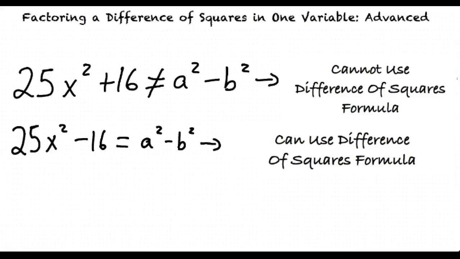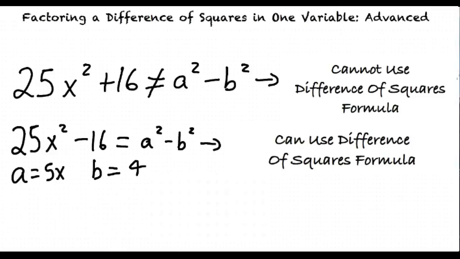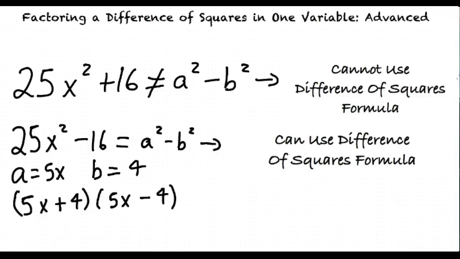We take the principal square root of our terms. This results in a equals 5x and b equals 4. We then insert them into our difference of squares formula. This results in 5x plus 4 times 5x minus 4 as our answer. So to factor a difference of squares, we take the square root of both of our squared terms. One factor is the sum of those square roots, and one factor is the difference between those two square roots. That's right.